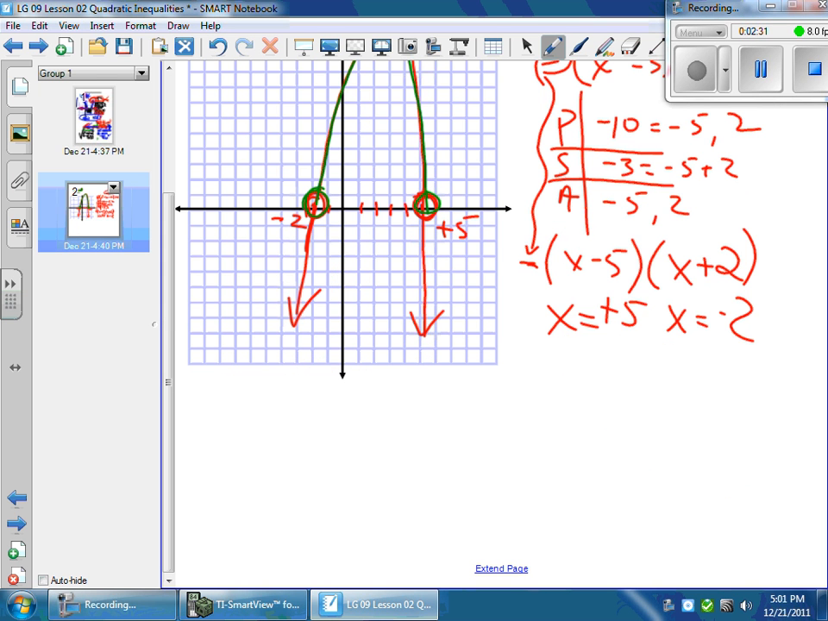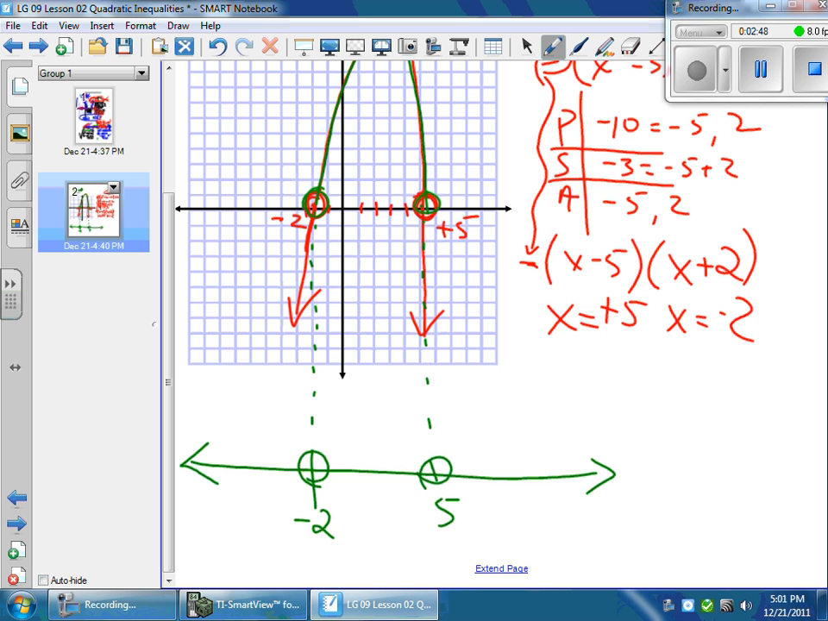Well, let me show you something. Look at this. I'm just going to take this point, and I'm going to take this point, because I'm going to just draw a number line. Kind of looks familiar, kind of looks like our test points that we had before. In fact, it is. There's minus 2, there's positive 5. Circle, circle.